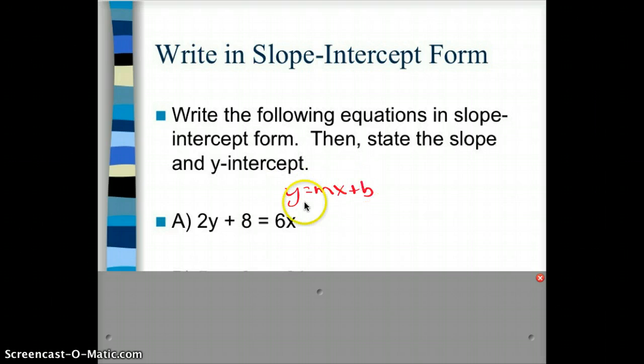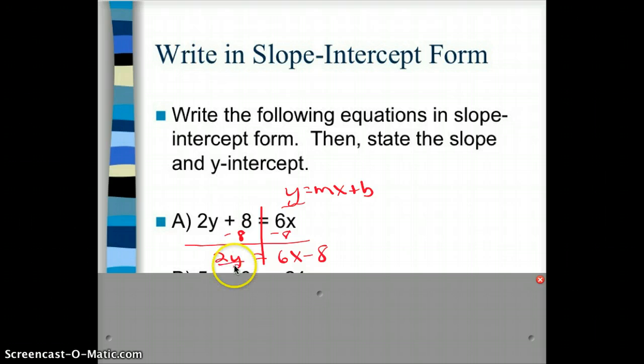So notice my y variable is not alone in this case. So I'm going to solve this like a typical equation by subtracting 8 from both sides first. And then I have 2y equals 6x minus 8. It's not alone because my y is being multiplied by 2. So to undo that, I'm going to divide. Remember, divide everything by 2. And so instead of saying y equals 6x minus 8 over 2, I'm going to actually take some time to divide the 6x by the 2 and the minus 8 by the 2. So I should have y equals 3x minus 4.